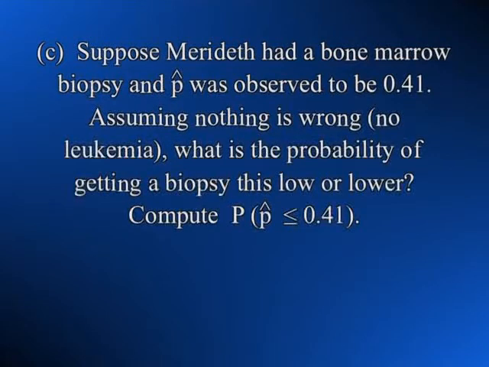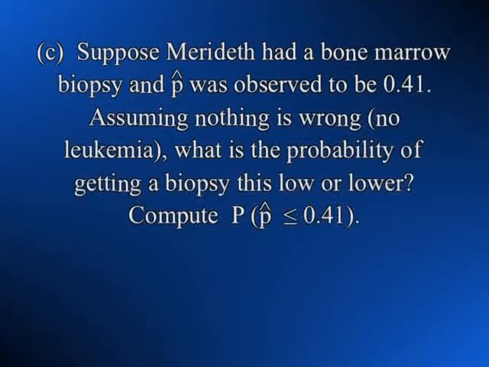We have a very similar situation, and we're going to march through it in much the same way. It says, suppose Meredith had a bone marrow biopsy, and p hat was observed to be 0.41. Assuming nothing is wrong, that is, there's no leukemia, what is the probability of getting a biopsy this low or lower? That is, compute the probability that p hat is less than or equal to 0.41. Now the calculation is much the same as it was before. I invite you to pause the tape here and make the calculation on your own and then come back and roll the tape. But let's run through it right quick.